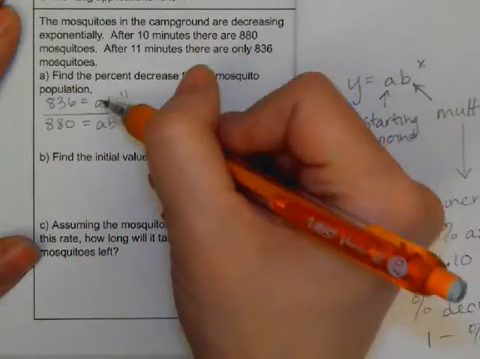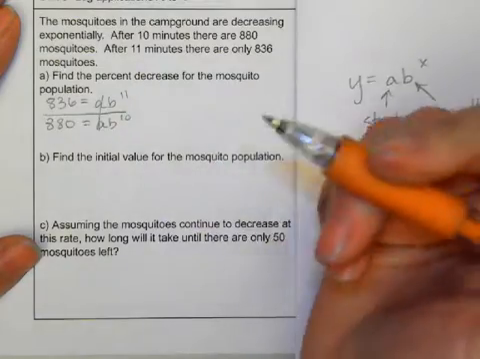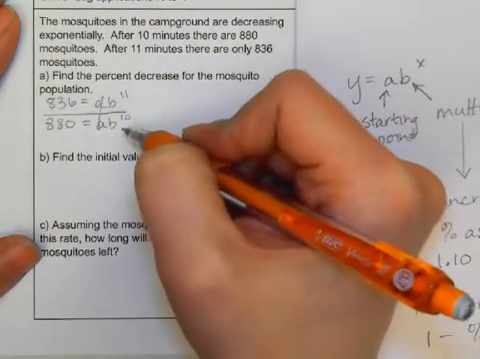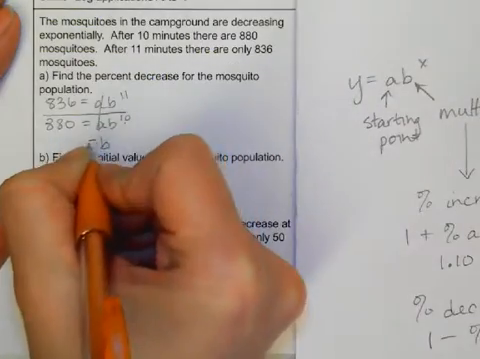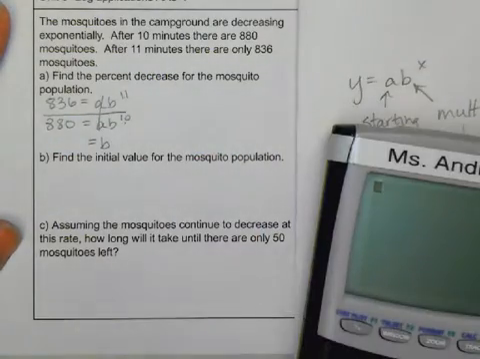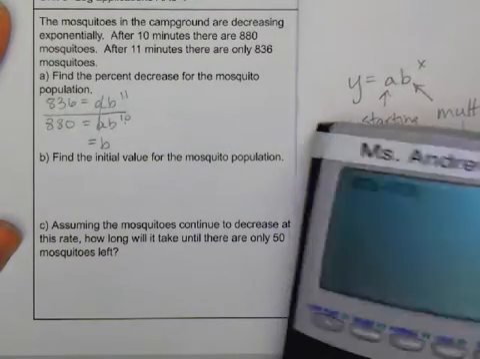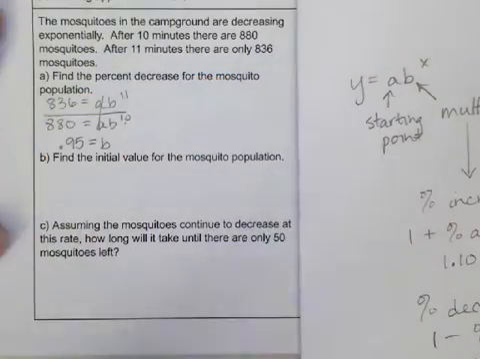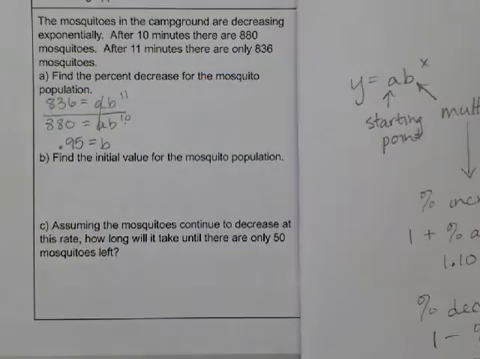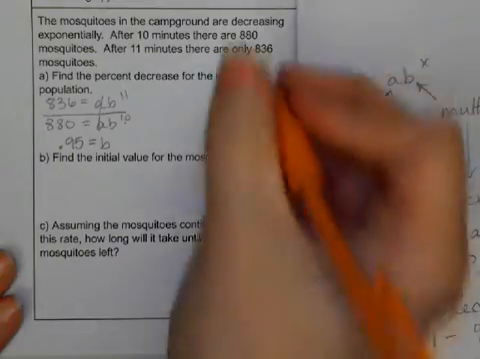So what happens when I actually divide these is that the A's divide out. B to the 11th over B to the 10th is B to the 1st, or just B. And then 836 divided by 880 is 0.95. So that's my multiplier. So if my multiplier is 0.95, then what is my percent decrease? 5% decrease.